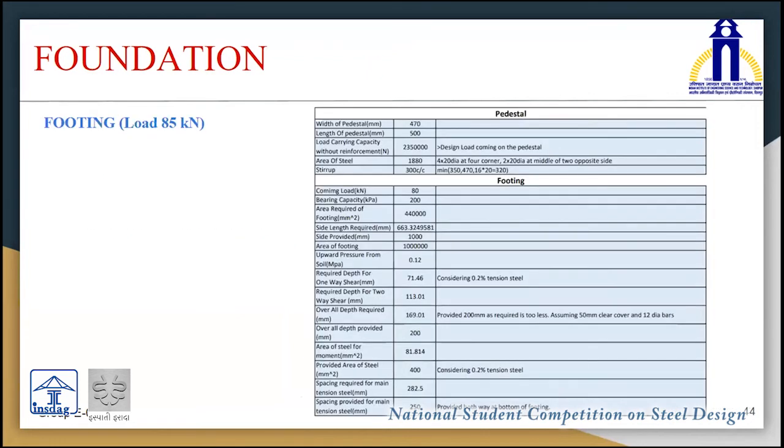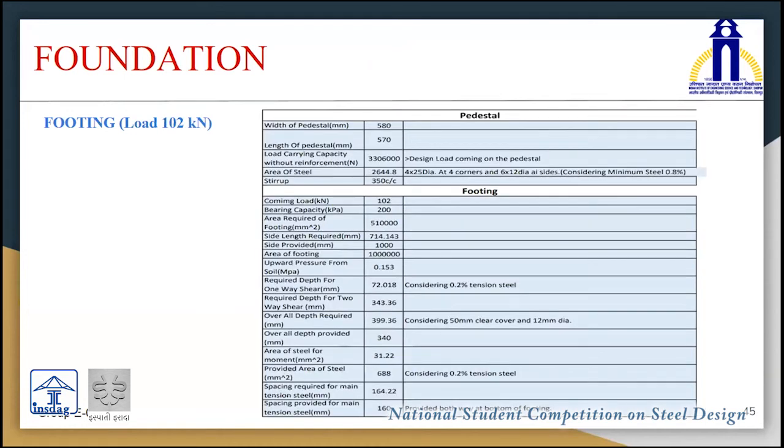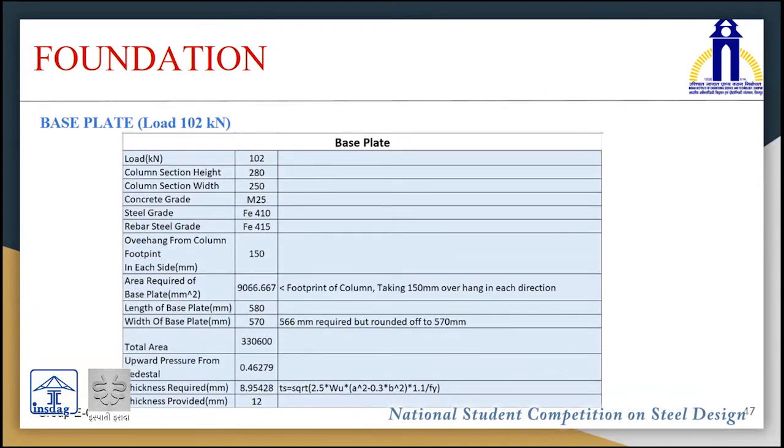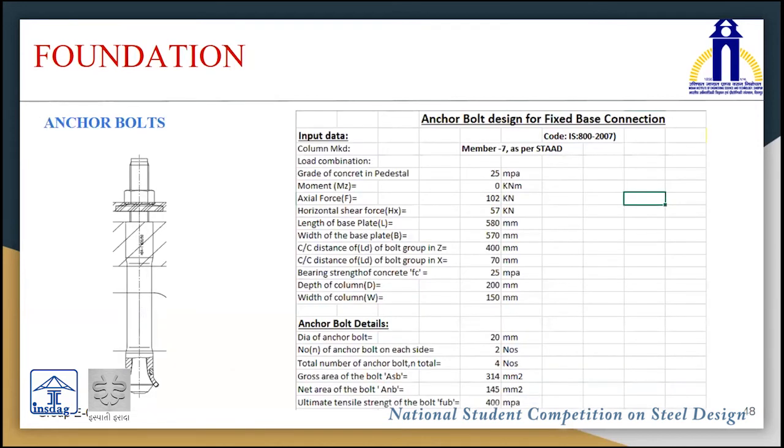Here is the calculation for pedestal and footing with 85 kN of load, and this is the calculation for pedestal and footing with 102 kN of load. We have checked the footing for one-way shear, two-way shear, and bending moment. This is the calculation for base plate with 85 kN of load, and this is for 102 kN of load. We have checked the base plates for moments and upward pressures. The anchor bolts are designed and checked for bond stress with the concrete and shear.